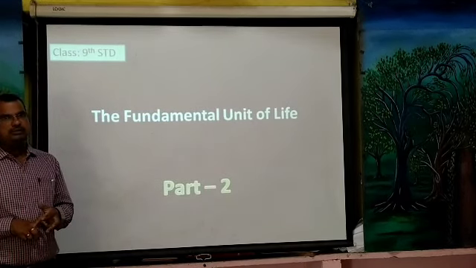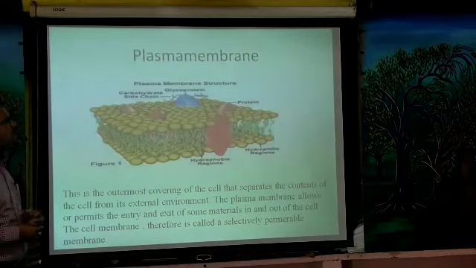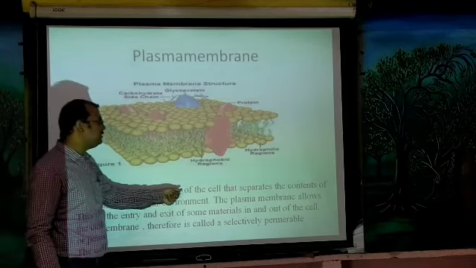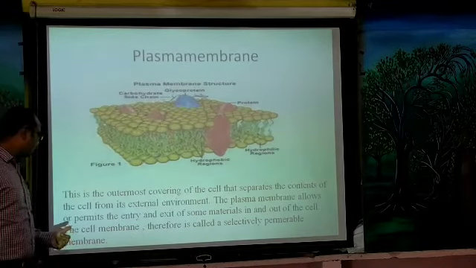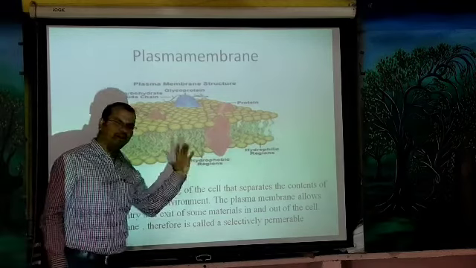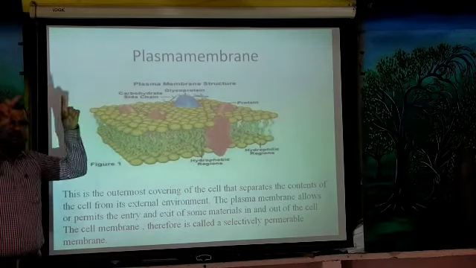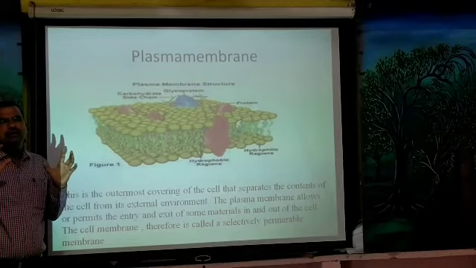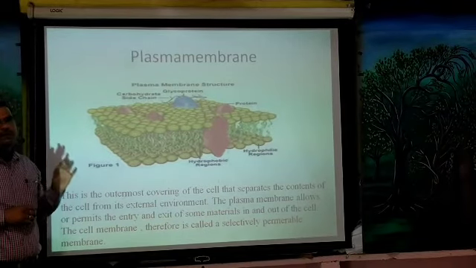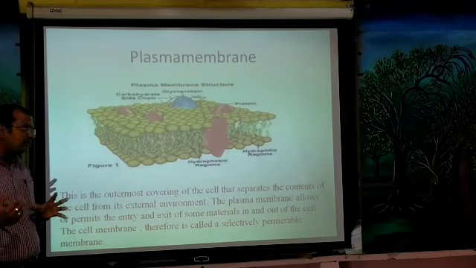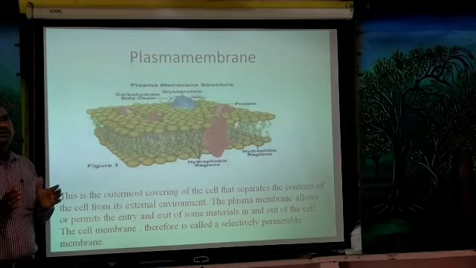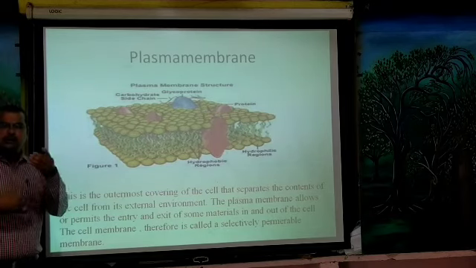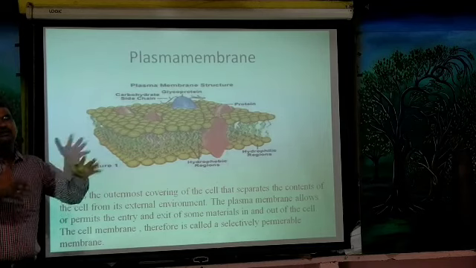Then what is the plasma membrane? Let us discuss the plasma membrane structure. This is the outermost covering of the cell that separates the contents of the cell from its external environment. It is the external covering of the cell. Each cell is covered by one kind of layer, and that layer we call the plasma membrane. It separates the contents inside the plasma membrane from the outside environment.